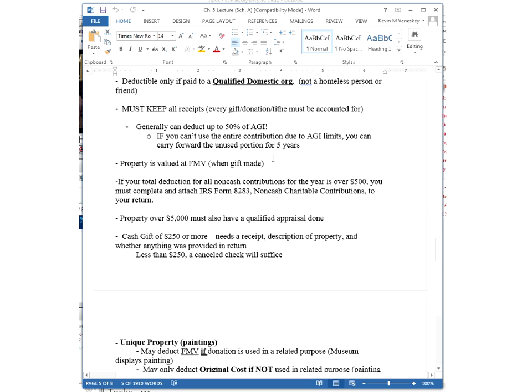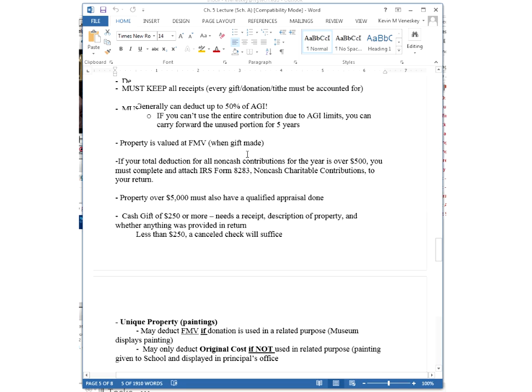The IRS gets even more stringent the higher the dollar amount. So it's good to have a very detailed record of everything that you have done for charity. The IRS has cracked down and they're reviewing a lot of those returns and auditing those.